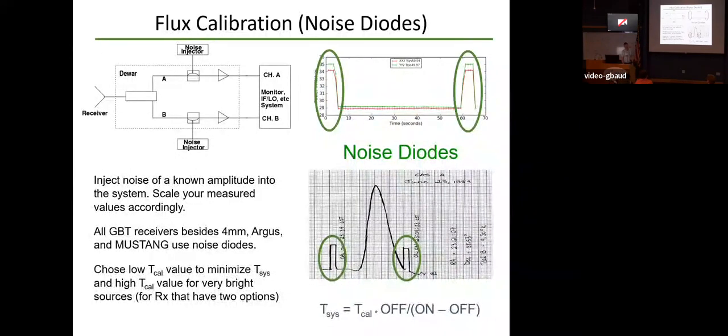So all of the GBT receivers, except for the highest frequency ones, the 4mm, Argus, and Mustang receivers, use noise diodes where they are injecting the signal into the path. And so if you get GBT observations, it will come out calibrated already for you based on those noise diodes, unless you're using W-band or Argus. And in that case, we use a different method.